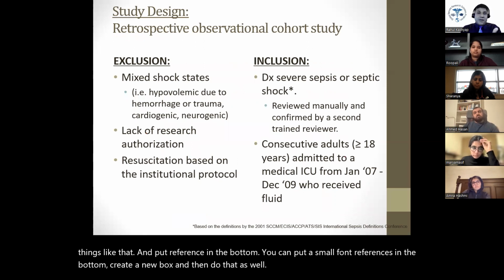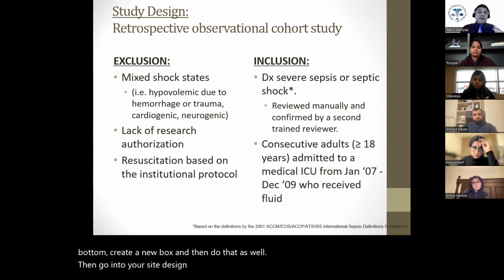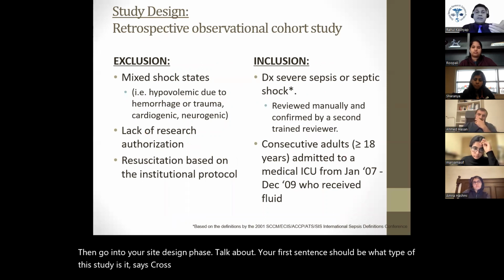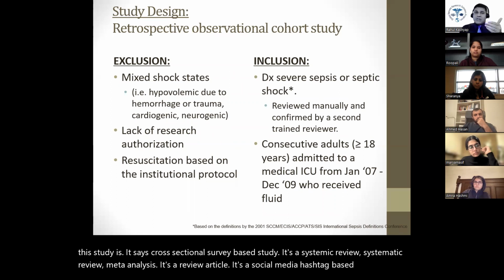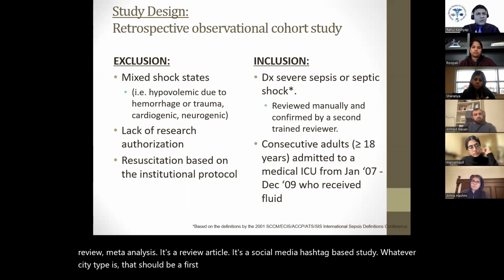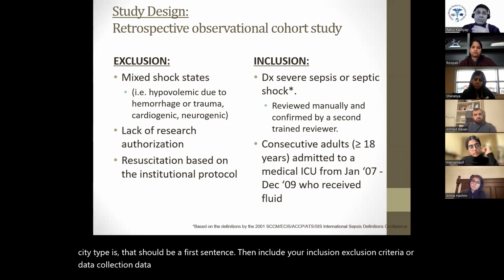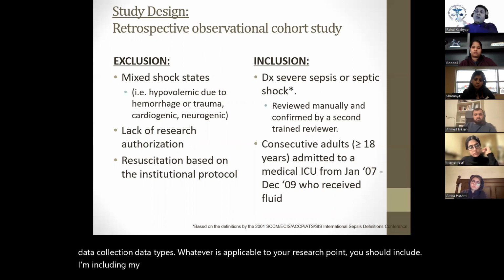Then go into your study design phase. Your first sentence should be what type of study it is. It's a cross-sectional survey-based study. It's a systematic review meta-analysis. It's a review article. It's a social media hashtag-based study. Whatever the study type is, that should be your first sentence. Then include your inclusion exclusion criteria or data collection, data types, whatever is applicable to your research. I'm including my inclusion exclusion criteria for the project we presented.